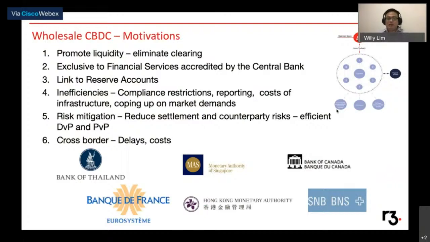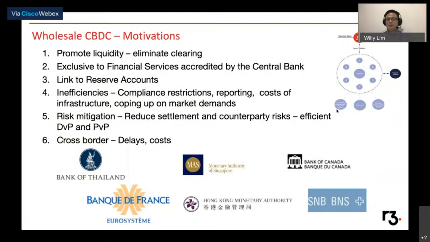Things around the discussion linked to reserve accounts. Now, there are schools of thought on this. What I mean by reserve account is that banks typically need to open a bank account with the central bank, what they call a reserve account or settlement ESA account, to be able to do interbank payments.